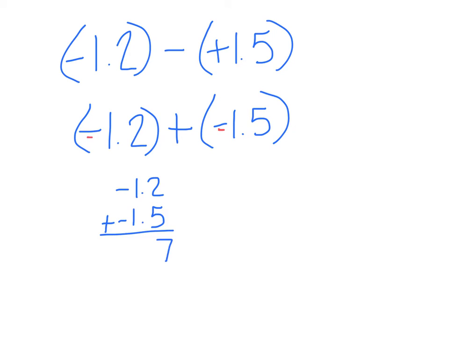5 and 2 is 7. 1 and 1 is 2. Keep your decimal place. Keep your sign. So our answer is negative 2.7.